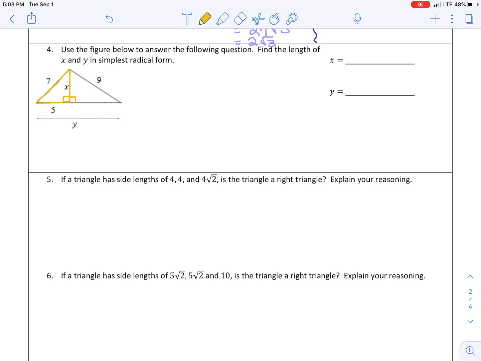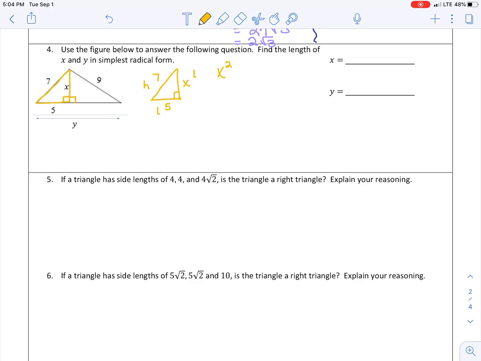So I can say that this yellow triangle, and if you want to, you can redraw it outside of everything so it's easier to see. We have x, 7, and 5. We want to figure out which ones are our legs and which one is our hypotenuse. So we have a leg here, we have a leg here, and we have our hypotenuse here because that is the side across from the 90-degree angle. Okay, so we're going to use the Pythagorean theorem to find x.